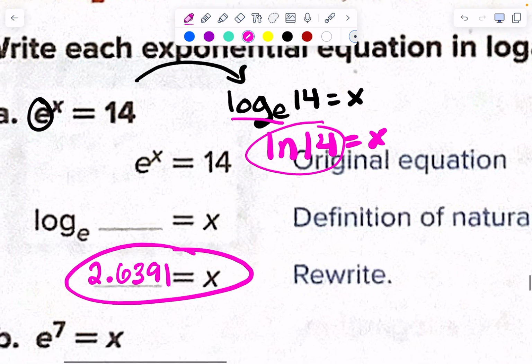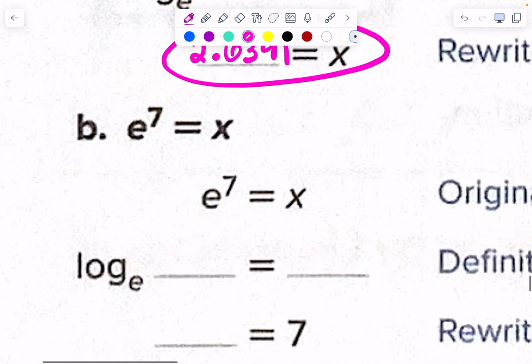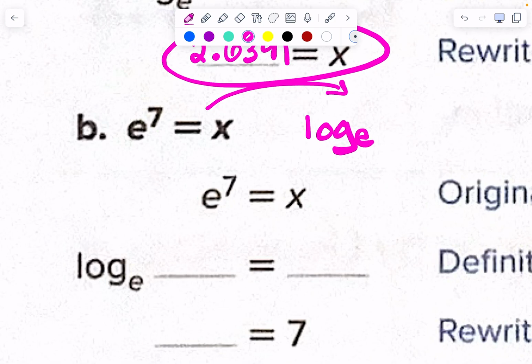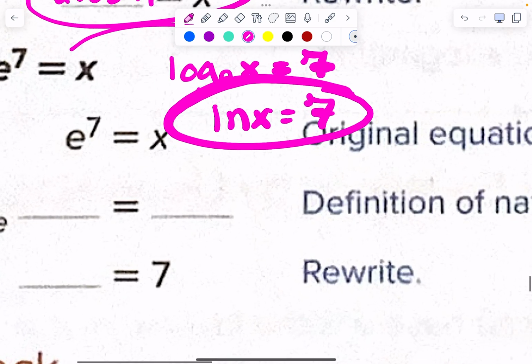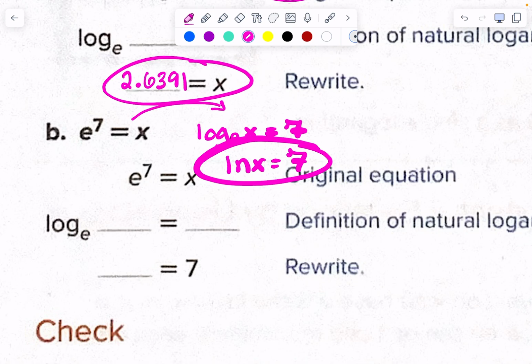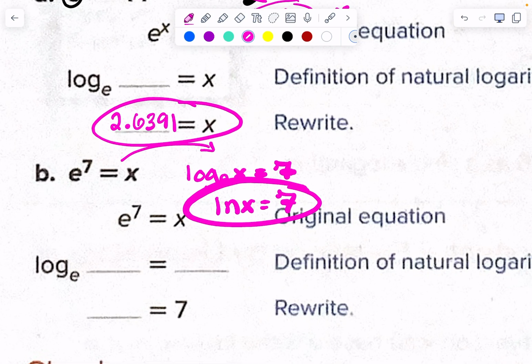Let's do the same thing again here. For part B, we're switching from exponential land to log land. It is log with a base of E of x equals 7, and this is ln of x equals 7. They're not wanting us to solve for anything. They just want us to rewrite it. So ln of x equals 7, because there's nothing really to solve for. So we're switching back and forth from one to the other.